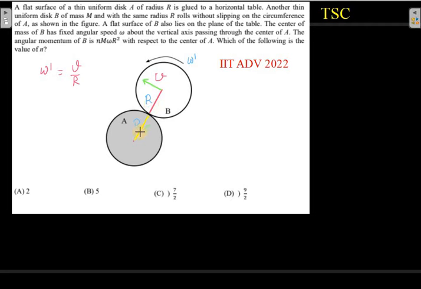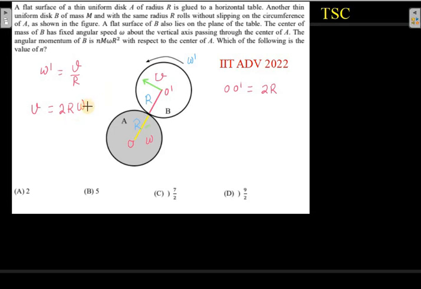This distance is R, this distance is also R, hence the complete distance from the center O to the center O dash will be equal to twice R. Since the angular velocity of this disk about this axis is given as omega, we can write V will be equal to twice R multiplied by omega.